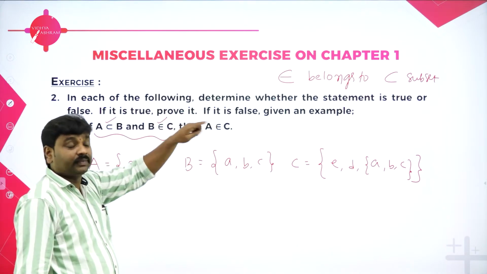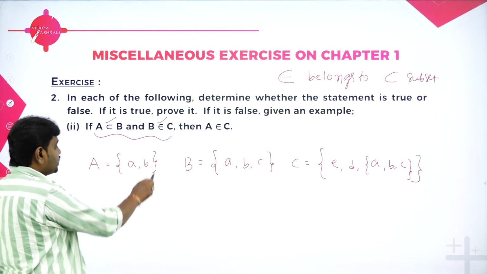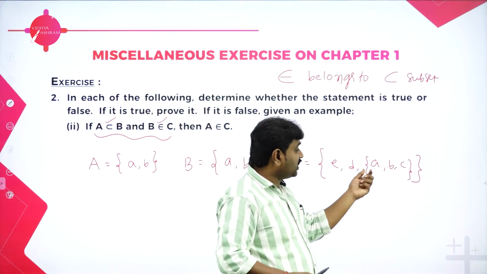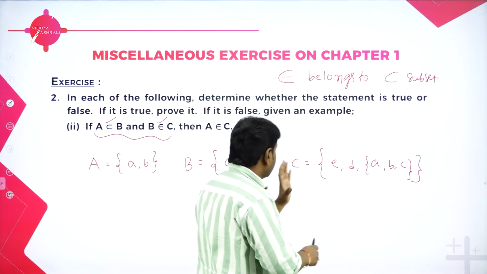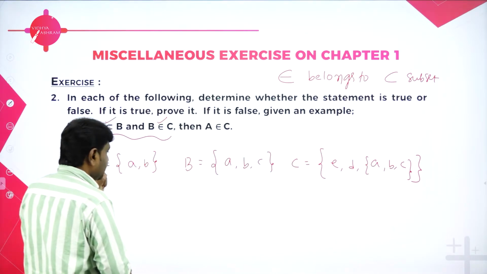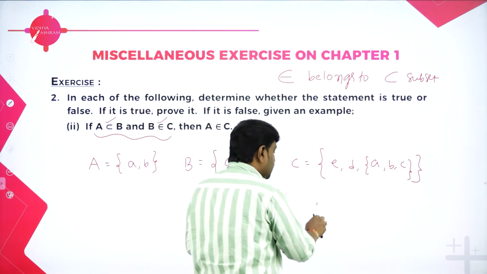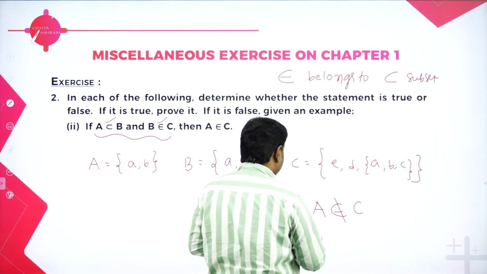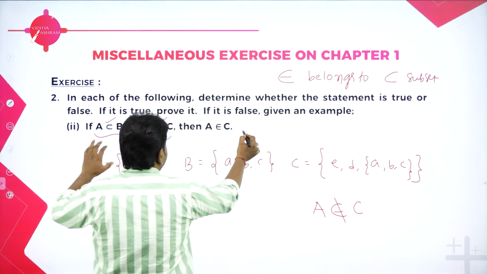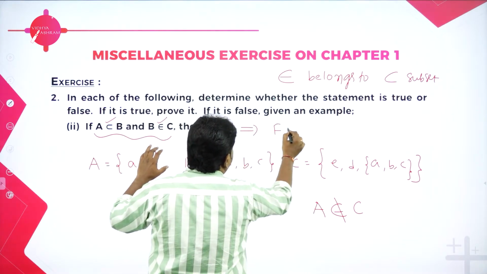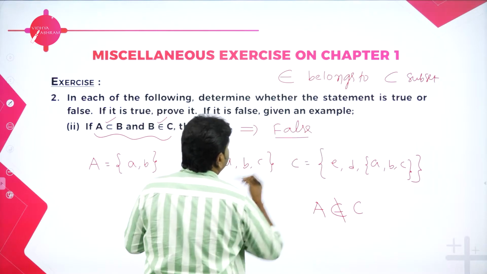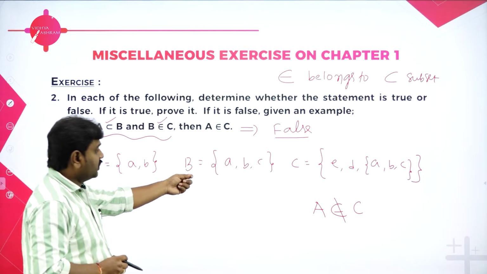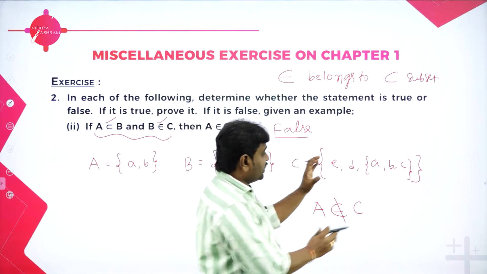A belongs to C. A means what? The whole set small a, b. Do we have the whole set a, b? We have elements a, b in another set. Please observe, I can clearly say from this set, A does not belong to C. Therefore, whatever they give, the statement is what? False. The statement is false. Why can I say it is false? Because A is subset of B and B is acting as an element.